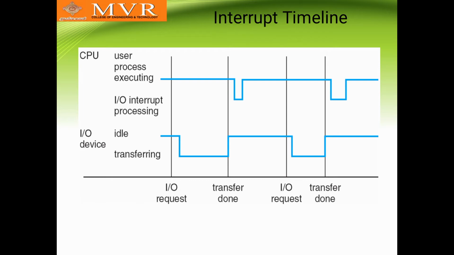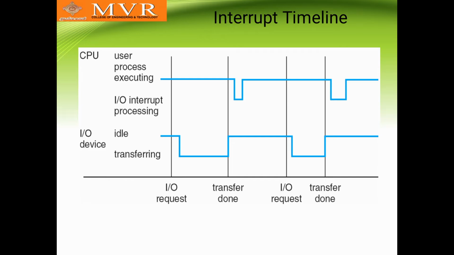See this example, the interrupt timeline. Below there are operations: I/O request and transfer done. On the left side there are three factors: CPU, I/O processing and interrupt processing, and I/O devices. The operations are I/O request and transfer done.